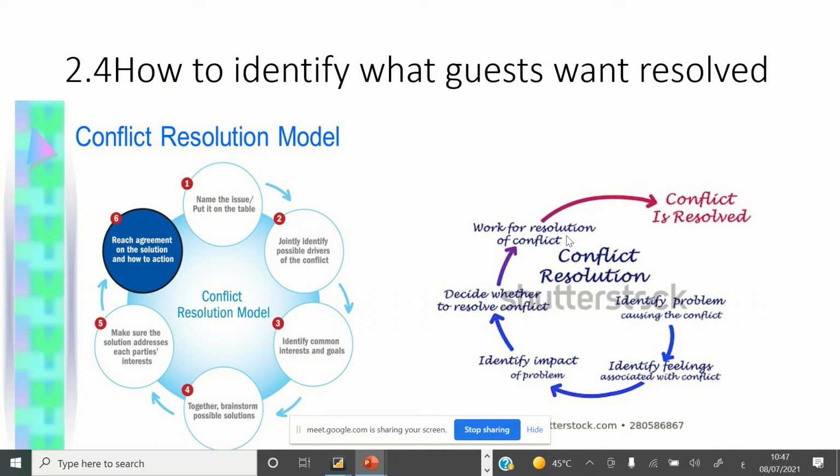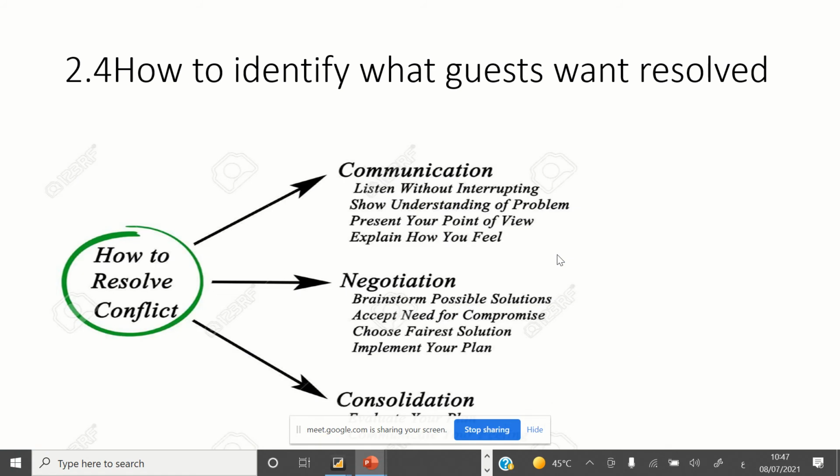So for any conflict resolution, you have to first identify the problem, then identify the feelings and the objectives, then identify the impacts of the problem. If it doesn't get solved, what can be the issue? Decide whether to resolve the conflict or not, work for resolution of the conflict, then you will have the conflict resolved.